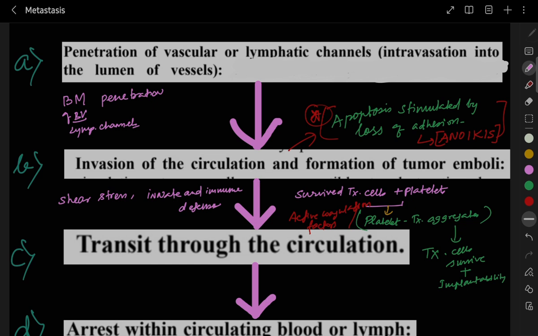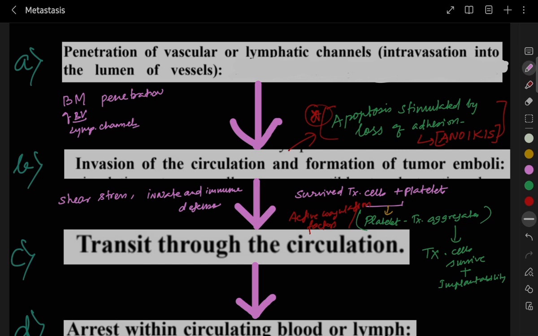The next second step is the invasion of the circulation and formation of tumor emboli. Now the tumor cells are there in the circulation, right? Either the blood one or the lymph one, right? So not all the tumor cells are going to survive, right? Only a few are going to survive, those that can bear all these stresses, like shear stresses, or that are saved from the innate and the immune defense, right? They are saved from the process of anoikis.